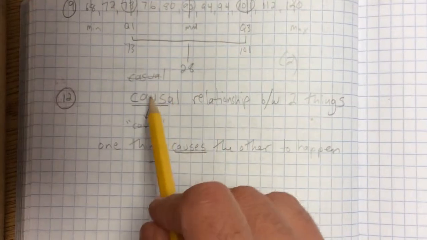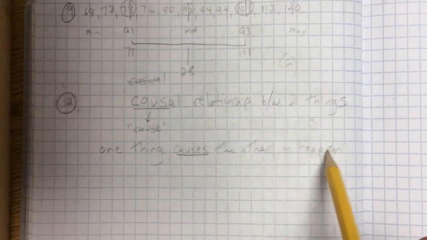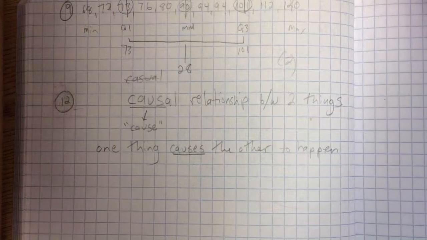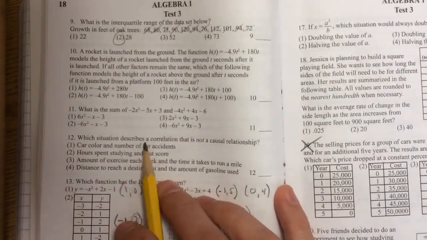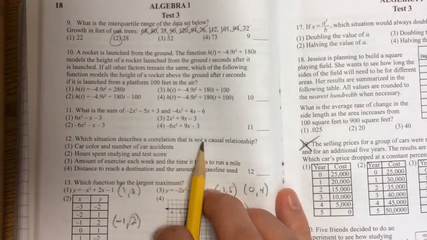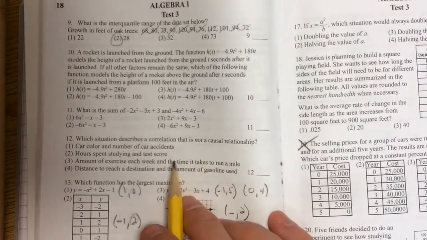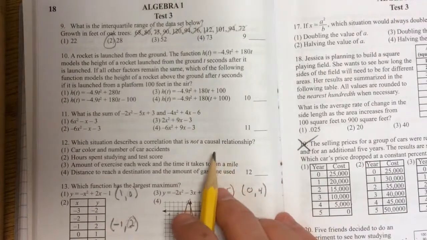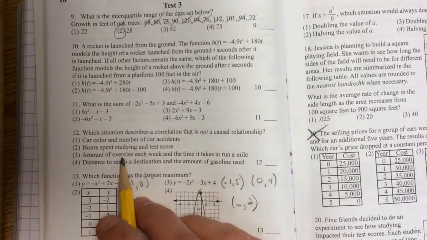When there's a causal relationship between two things, that means that one thing causes the other to happen. Okay, so let's look at the possible answers here. Which situation describes a correlation that is not a causal relationship? So that means it's two things where one does not cause the other one to happen. I'm going to start at the bottom, and you'll see why in a minute.